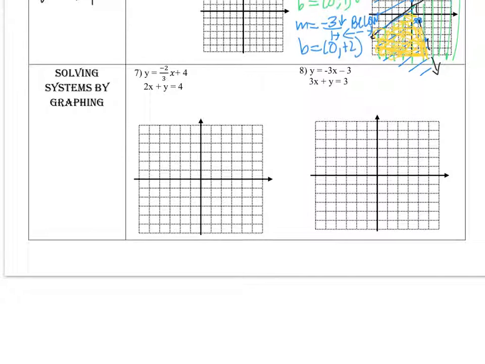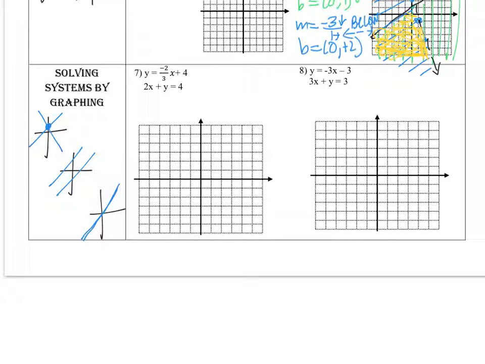Okay, now we're going to be looking at solving systems by graphing. And what I want to remind you is that there are three possibilities. One, two, three possibilities. One option is you've got two lines and they intersect at a point, and you go, woohoo, they intersect once. Another option is that those two lines are parallel. And the last one is that those lines are overlapping.